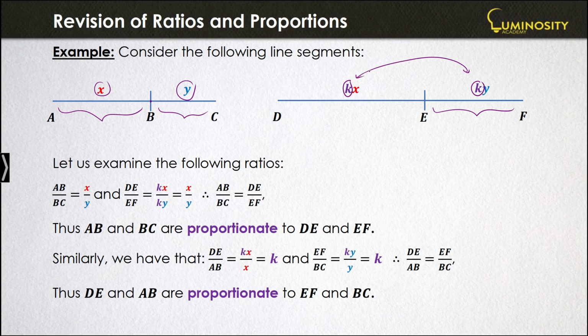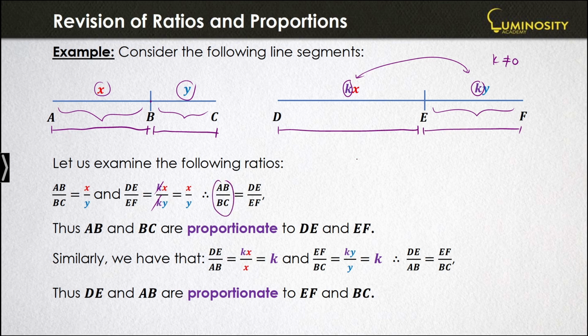Because we multiply by the same factor, we assume that this should still be in the same proportion, and we can check. If I do the length AB divided by the length BC, that is X divided by Y. And if I do the same thing on this side, DE divided by EF, I get KX over KY. Now because K is the same, we assume K is not 0, otherwise the line would vanish. Then you can divide the K's out and you get X over Y. So we say that AB is to BC in the same proportion as DE is to EF.